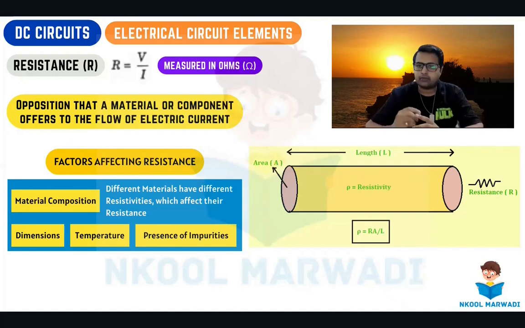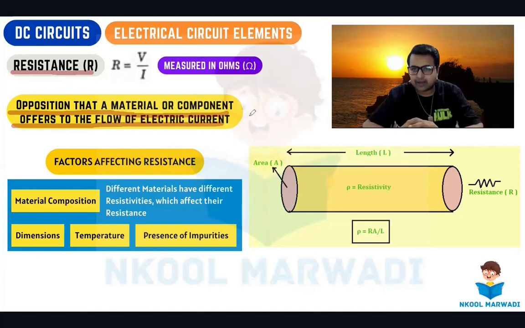So the first very important component or circuit element used in a DC circuit is resistance. So what is resistance? Resistance is basically the opposition that a material or component offers to the flow of electric current. So if I talk about electric current, what is electric current? Electric current is basically the flow of charge, the flow of electrons.